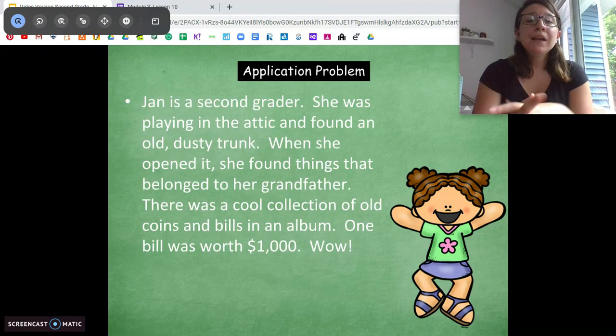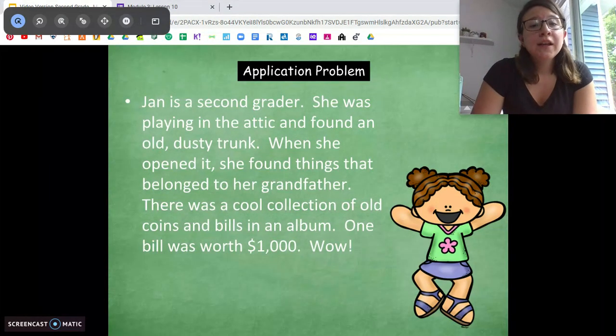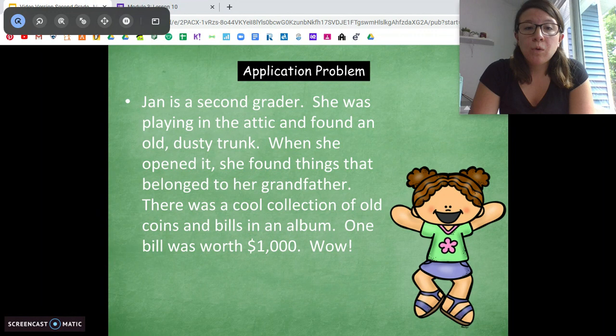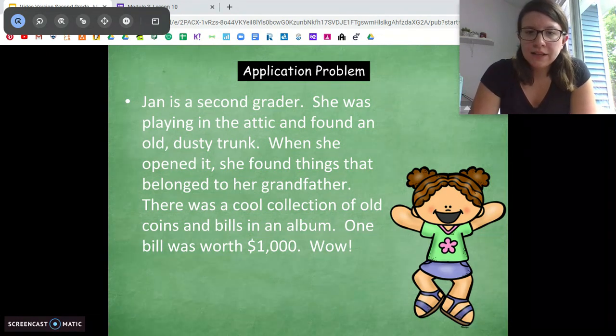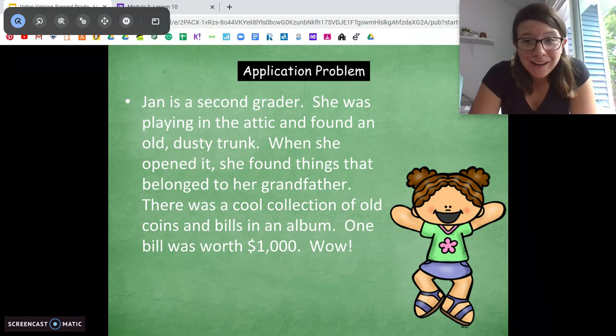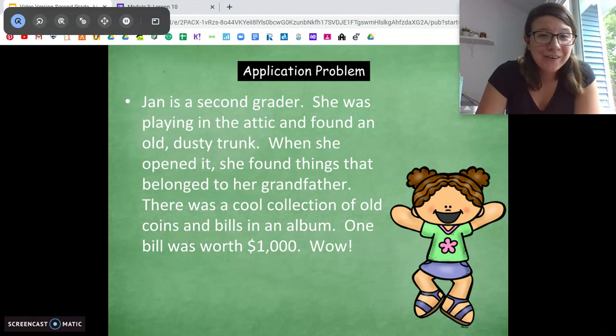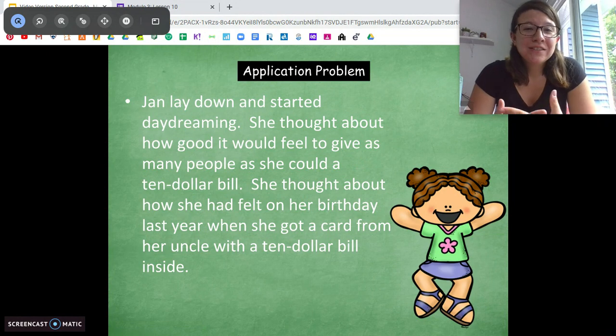Okay. Jan is a second grader. She was playing in the attic and found an old, dusty trunk. When she opened it, she found things that belonged to her grandfather. There was a cool collection of old coins and bills in an album. One bill was worth $1,000. Wow. Jan lay down and started daydreaming.